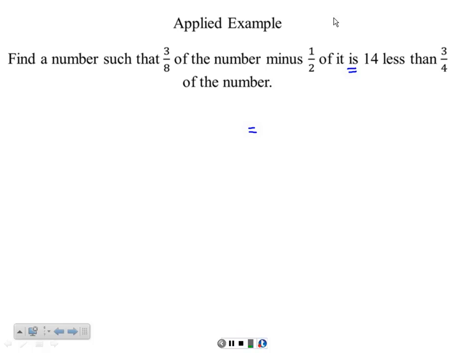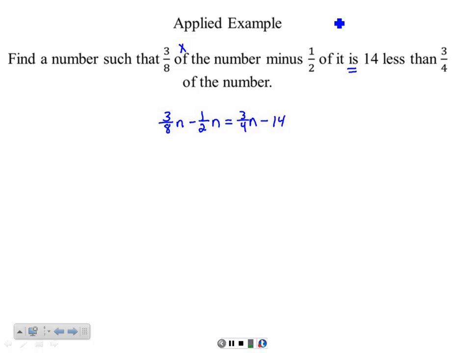So the left hand side, it says find a number such that 3/8 of the number, and we don't know that number. 3/8 of means to multiply. Of means to multiply. 3/8 of the number minus 1/2 of it, of that number, is, and I'm going to put that equal sign closer, is 14 less than, so we're going to lessen it by 14, 3/4 of the number. So here is our equal sign.